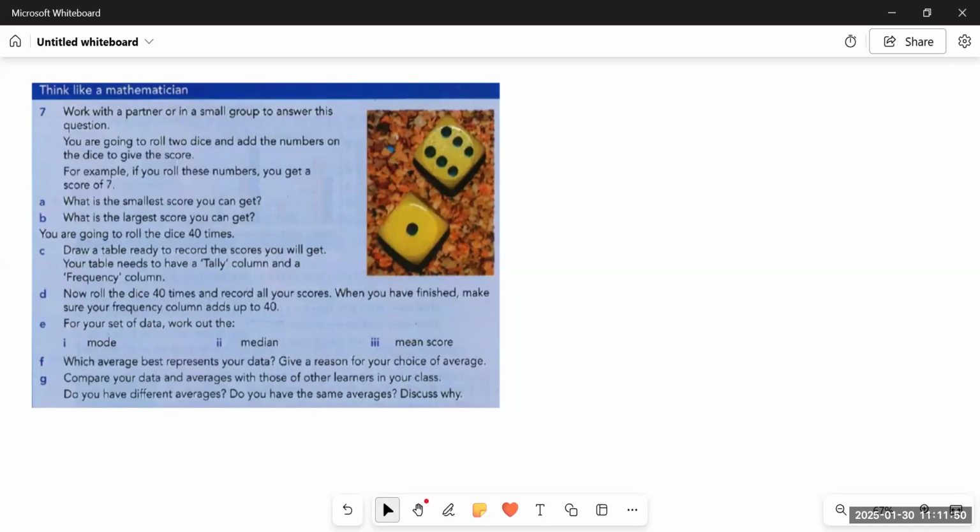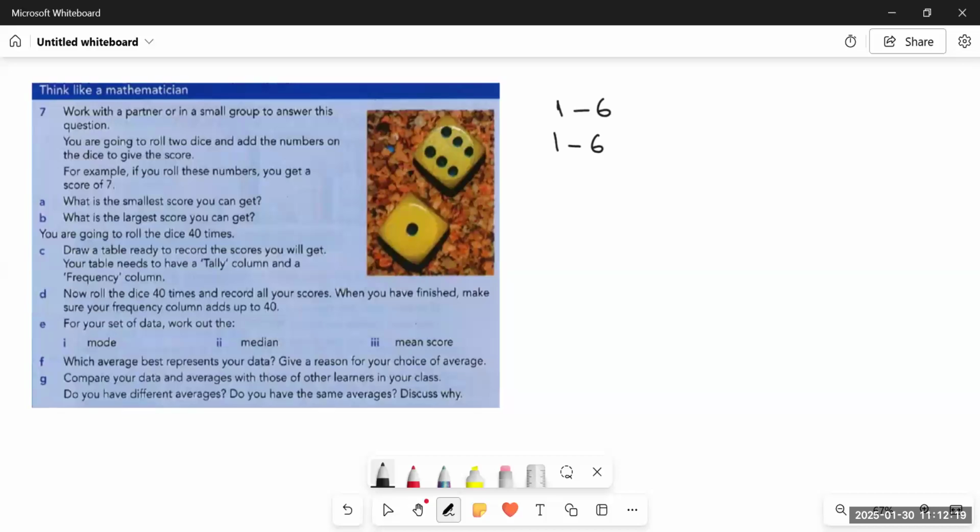Okay, now let's discuss question number 7, the last question of all. In this question, you are going to roll two dice and add the numbers on the dice to give the score. You are having two dice, okay? In each of the dice, there are six numbers written, 1 till 6. The smallest among all is 1, the greatest among all is 6. Since there are two dice, it means there would be two ones, two twos, two threes, two fours, two fives, two sixes, like this.